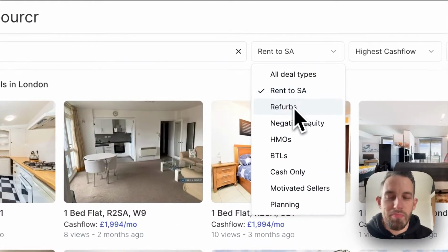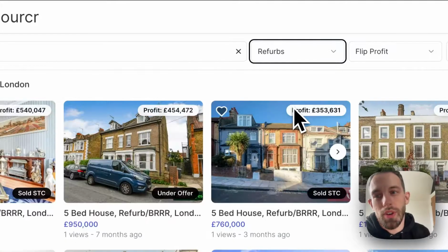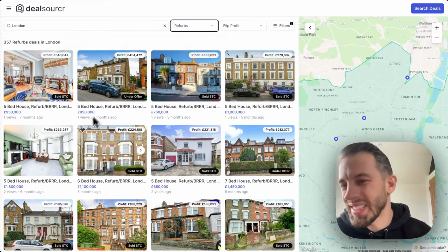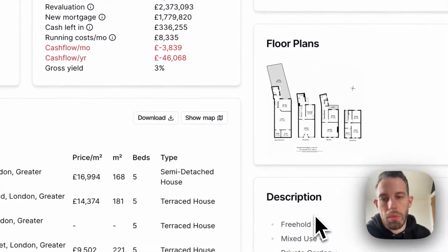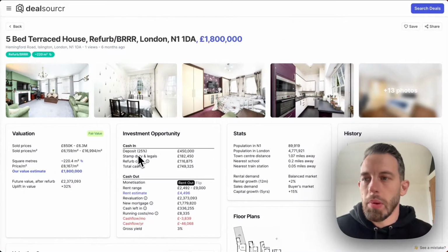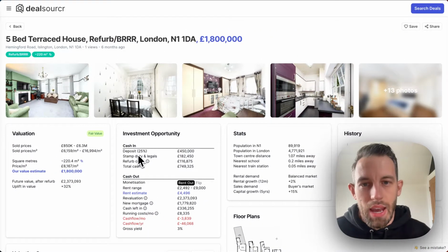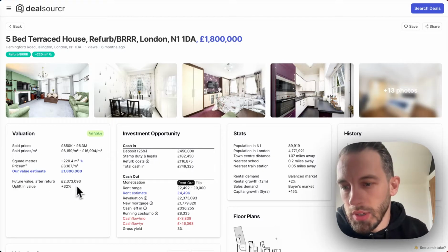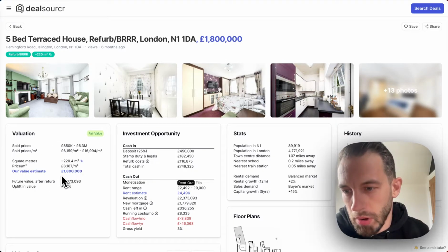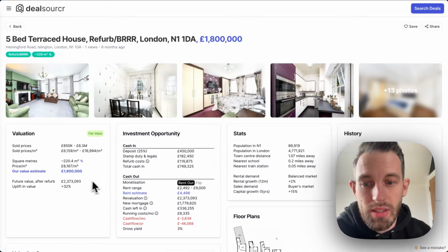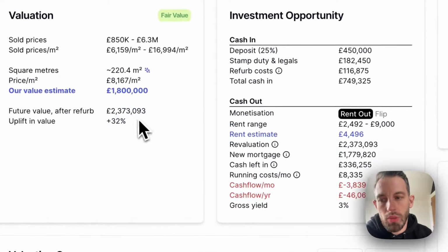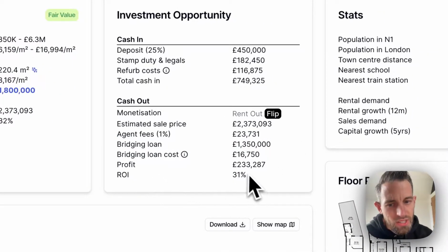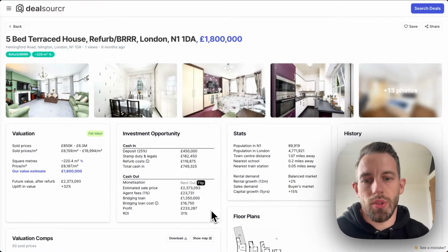Let's look at the deals that are searched the most on Dealsourcr, which is refurbs. Now we have rebuilt this completely from the ground up using AI. So we now scan the floor plans, we find out the square meterage, and we do a bunch of other stuff as well. But what's really cool about that is that you can then calculate the true value of the property now and its future value. So in this deal, for example, which is a London deal, so it's a bit more pricey, this is 1.8 million, and when it's sold, it'll be sold for 2.3, which is a 32% uplift in value. Now, if we look at it as a flip, that's 230,000 in profit when this is sold on the market.